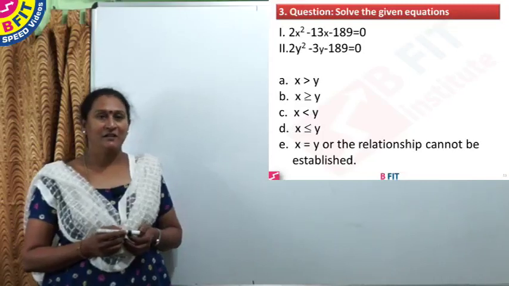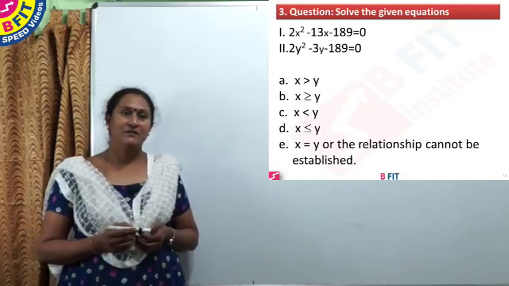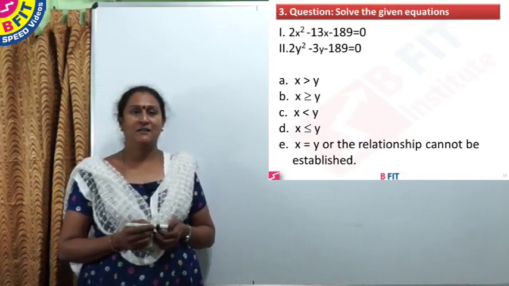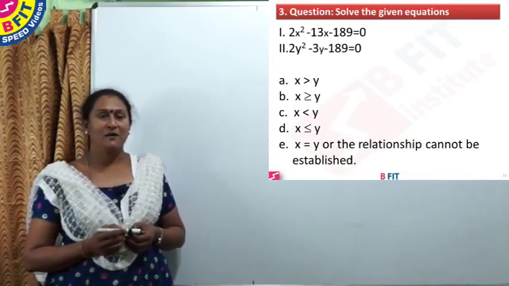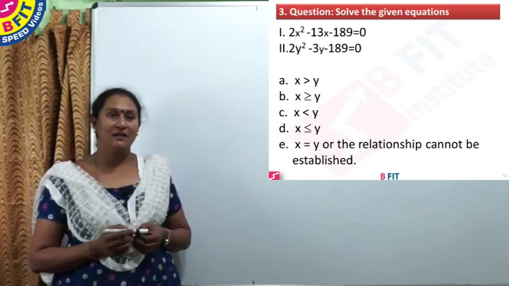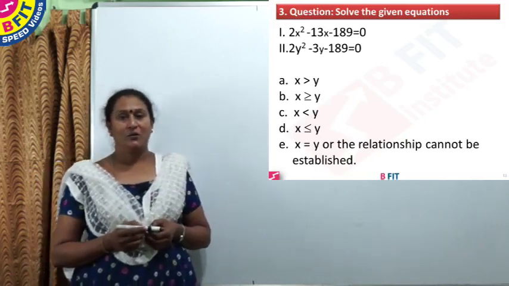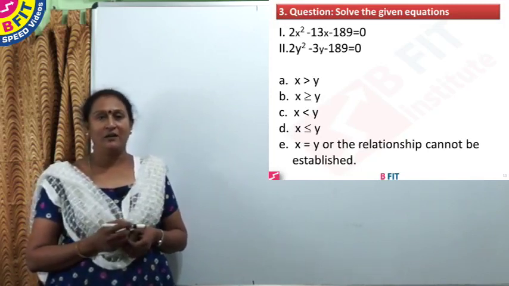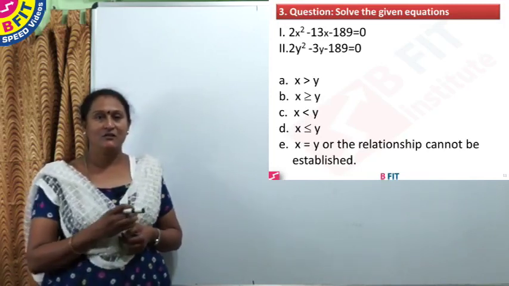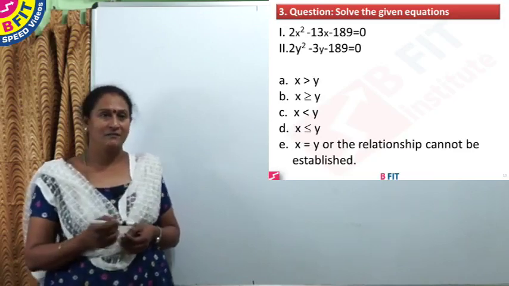So question number 3, we have two equations: 2x square minus 13x minus 189 equal to 0, and 2y square minus 3y minus 189 equal to 0. To know which is greater, x or y, we have to know the values. So we'll solve those equations, starting with the first equation.